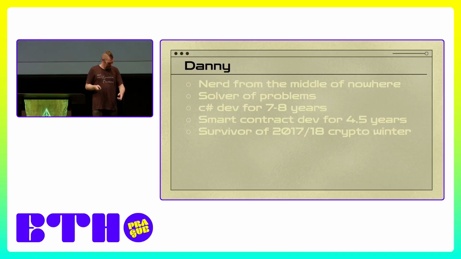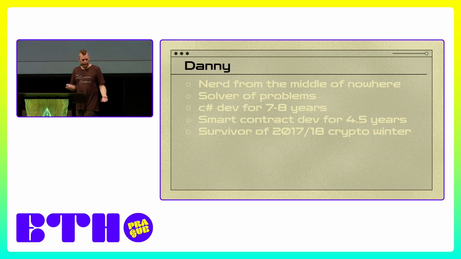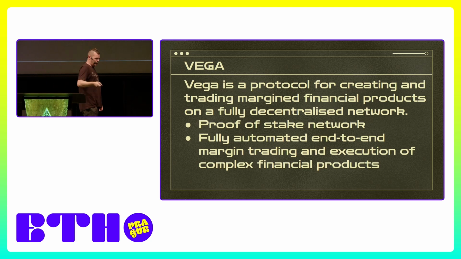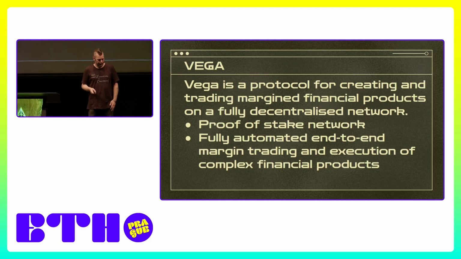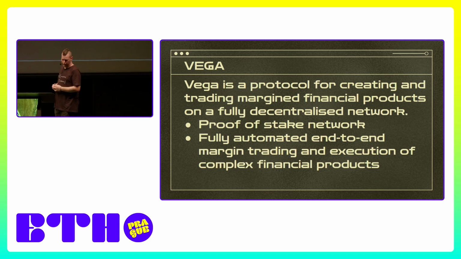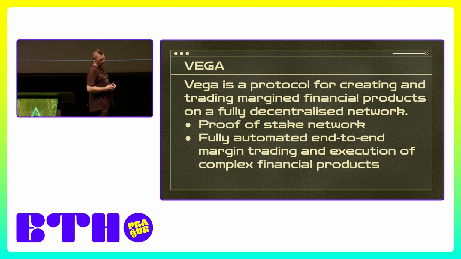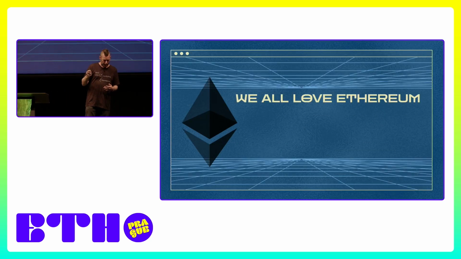I've been a Solidity developer for going on 5 years now. Crypto Winter was fun, in case any of you were there for that. I am the head of blockchain integrations for Vega. Vega is a fully decentralized derivatives platform running on Tendermint. Our current main product is cash-settled futures, which is why we care about Ethereum so much.